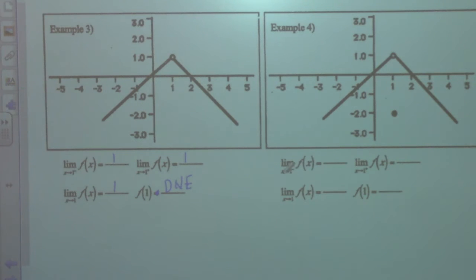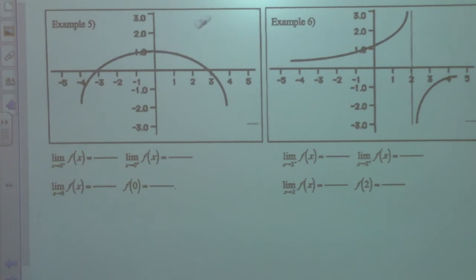Okay, next we have this one here. The limit as x approaches 1 from the left side is 1. The limit as x approaches 1 from the right side? 1. The limit as x approaches 1? 1. And f of 1? -2. The graphics are pretty good on this one. Is this very hard? Shouldn't be, but it's different. It just takes some getting used to.